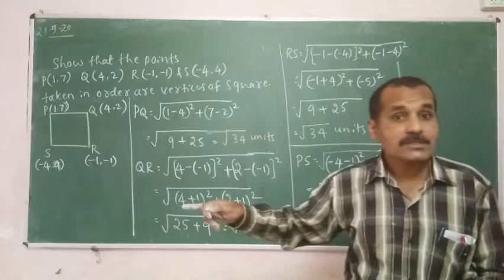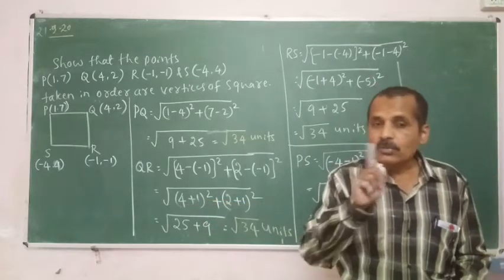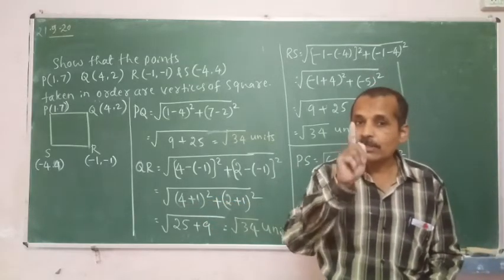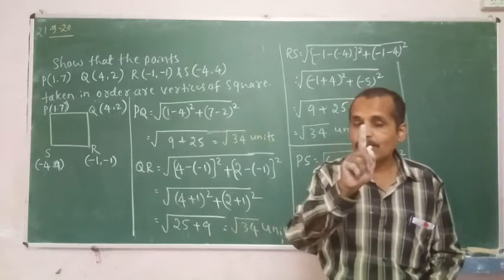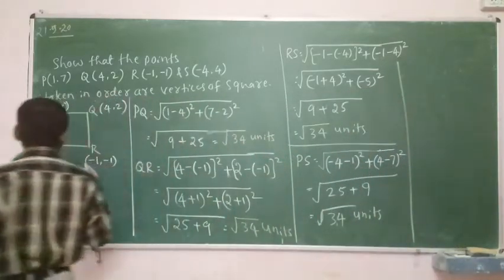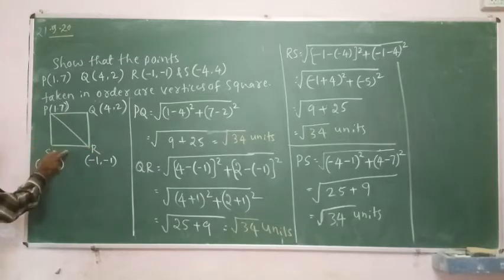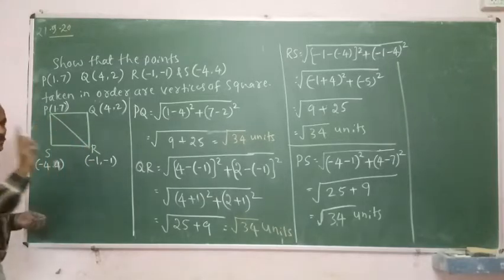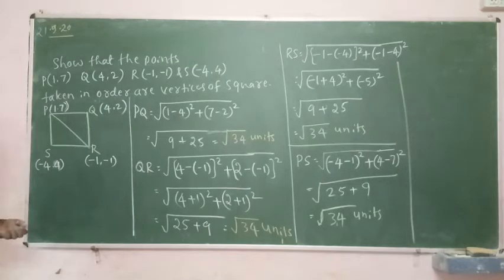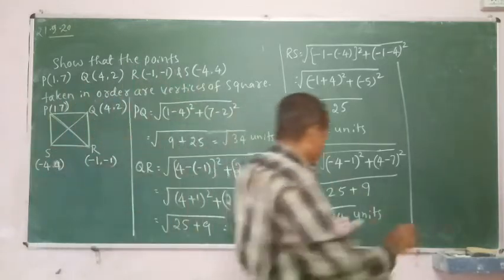Two diagonals, we have to find that. Don't think that the diagonal will also be root 34. No, because you know that the diagonal is definitely greater than the side, like the hypotenuse of a triangle. So it is definitely not root 34. It is some different number, but both diagonals must be the same.